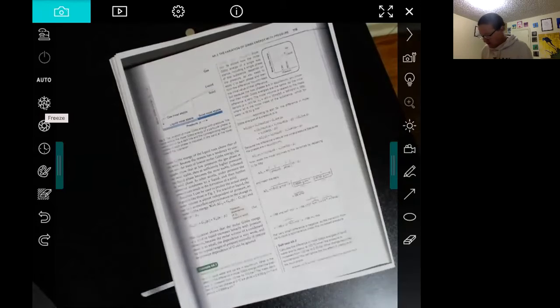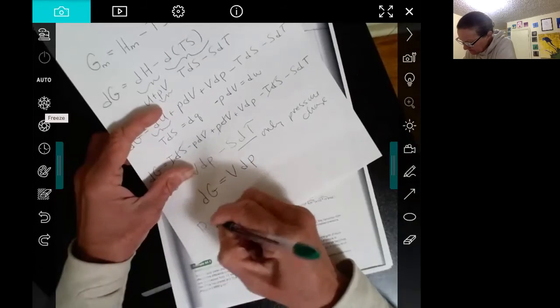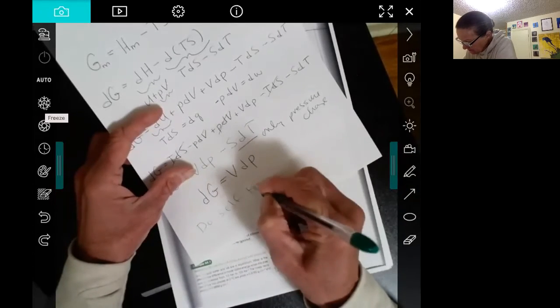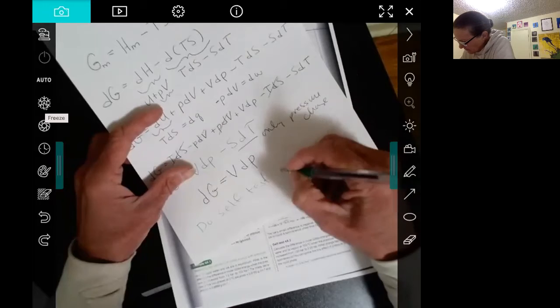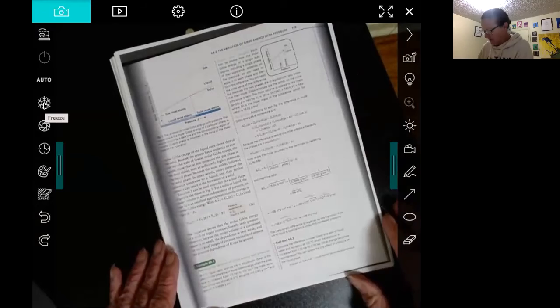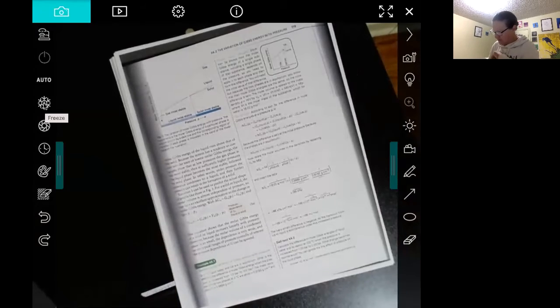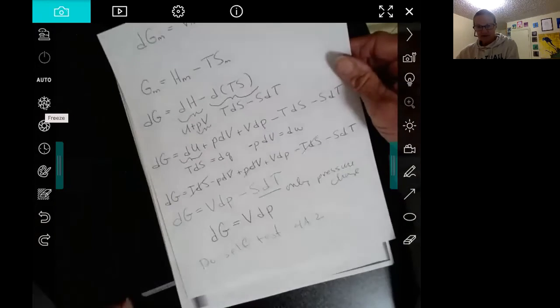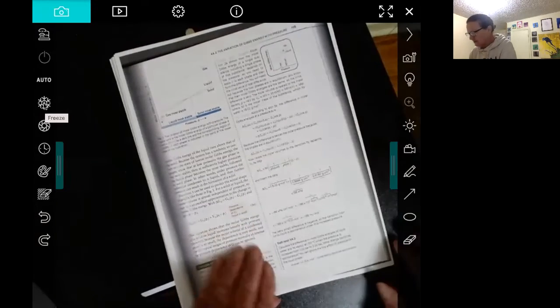So go ahead and do this self-test for 8.2. You'll have to use these two equations, but I don't think it'll be too challenging for you. So self-test for 8.2 and then come back.